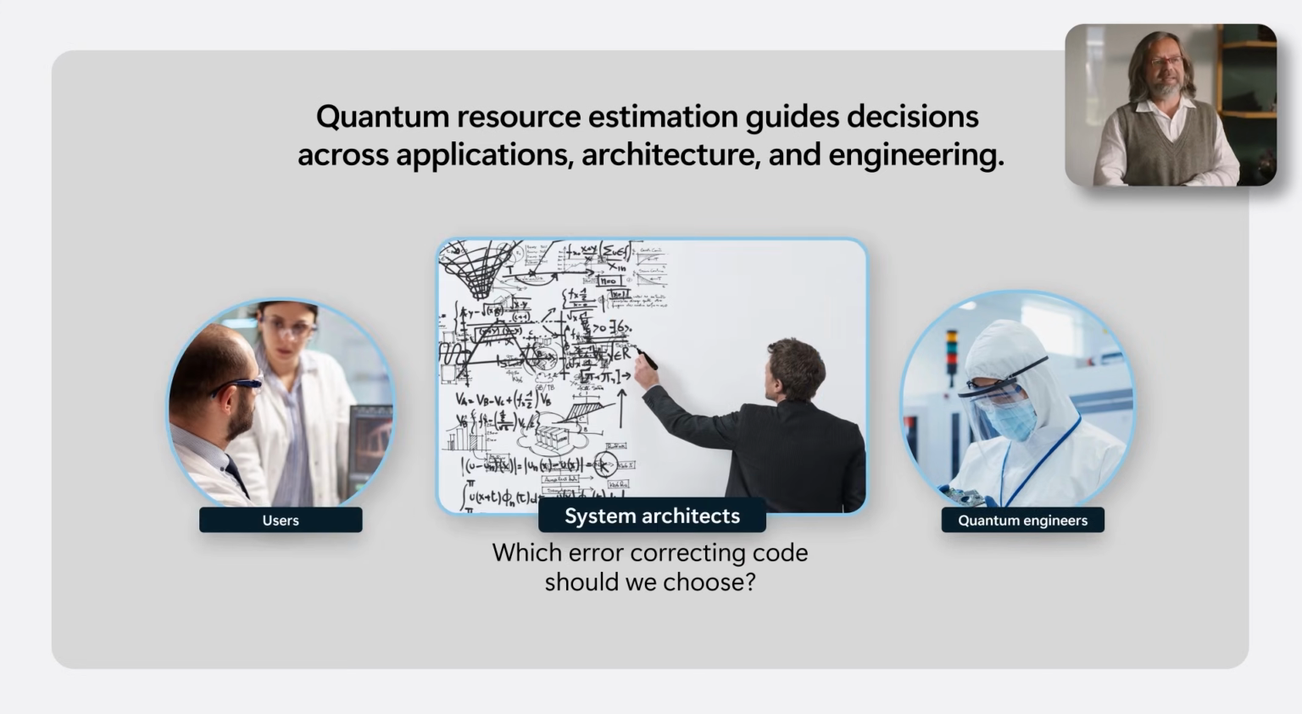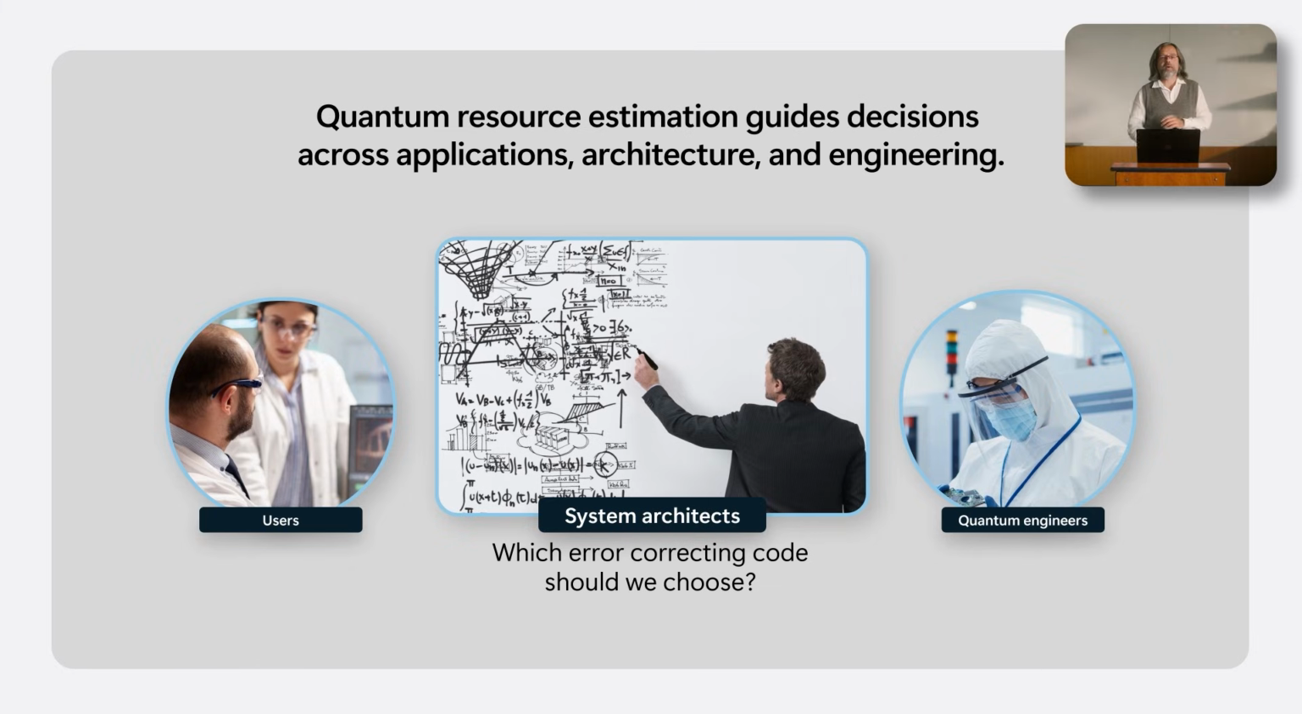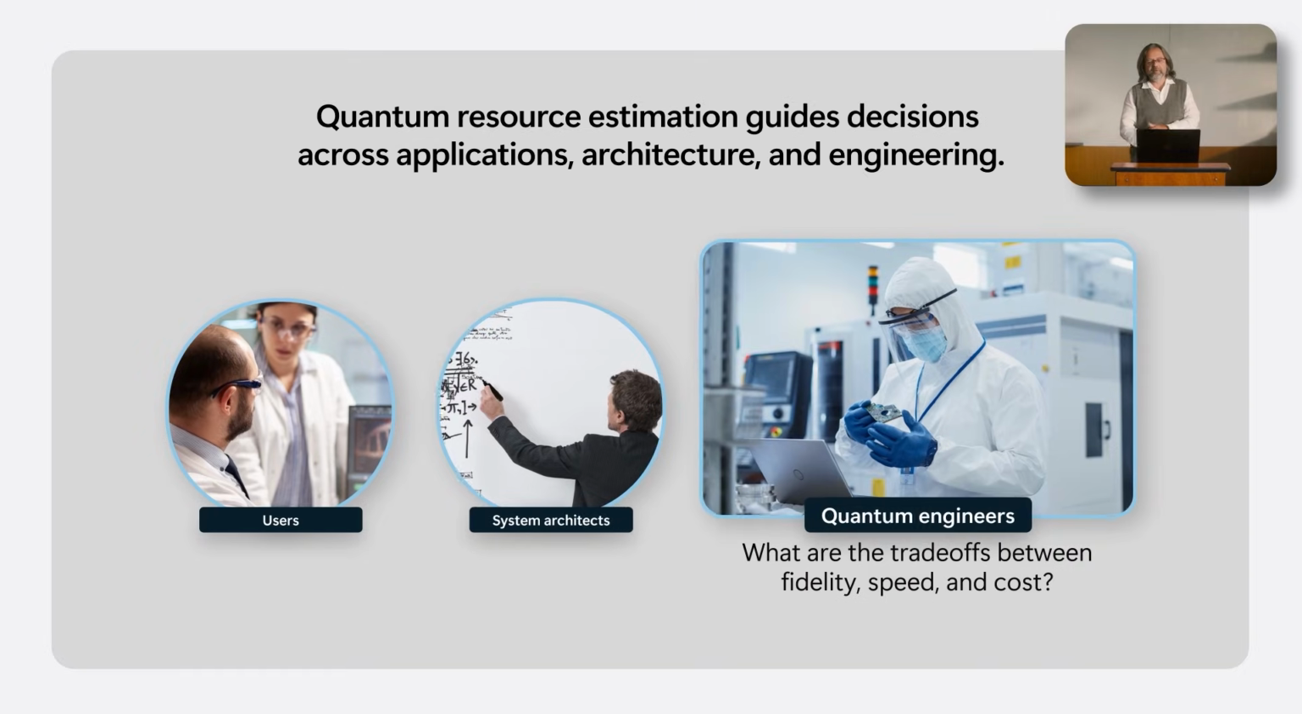The system architect may ask questions of what are the algorithms I want to implement, what is the qubit type I want to choose, what is the quantum error-correcting code I want to employ. The quantum engineer will want to know trade-offs between qubit fidelity and speed and cost. And the way we do that is we have to find out what are the physical resources ultimately: the number of physical qubits, the runtime needed to run a certain application.